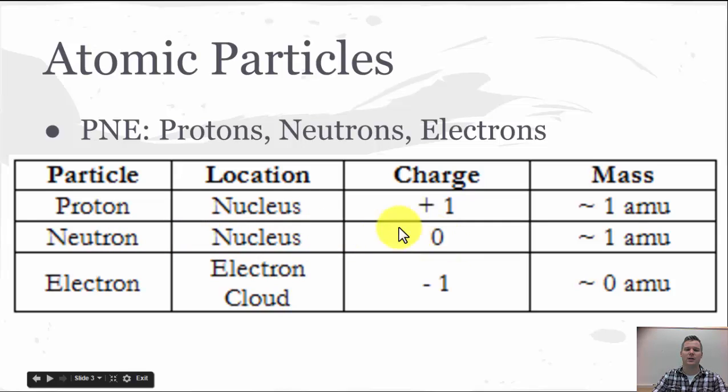Neutron, nucleus, neutral. Since these two particles, proton and neutron, live in the nucleus, and we know that the nucleus has all the mass, each of them has a mass of approximately 1. For our class, we just call it 1, and then of course the electron has a mass of basically 0. So 1 atomic mass unit, AMU stands for atomic mass unit, 1 atomic mass unit for the neutron, and then no atomic mass units for the electron.